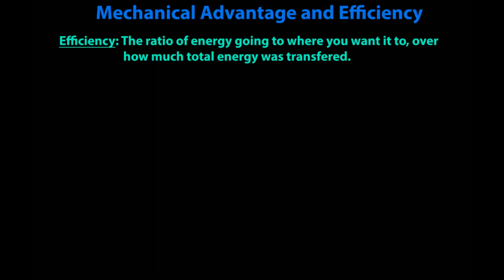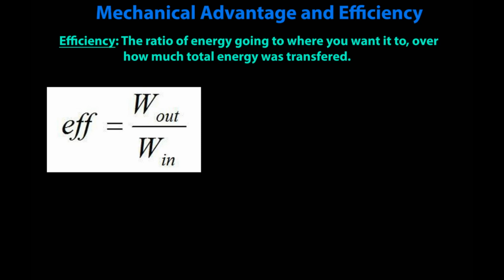Efficiency is the ratio of energy going to where you want it to over how much total energy was transferred. Now there's a reason why I'm doing these two together. The reason is because the equations look very similar, and I'm doing them back to back to try to give you ideas on how you can not confuse them, and make sure you can take notes on how to separate the numerator and the denominator, because again, efficiency is written in a way that's a little confusing. Efficiency is work out over work in.